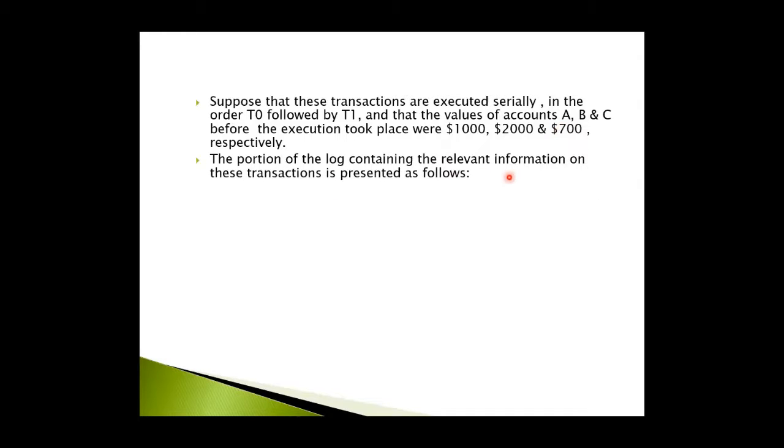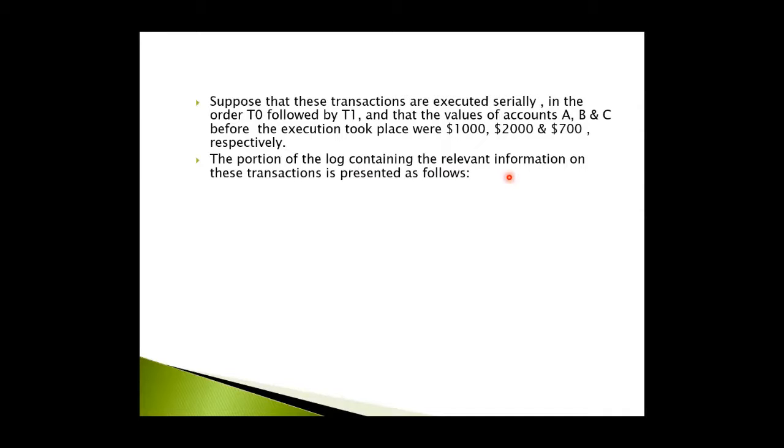Suppose that these transactions are executed serially. Obviously, this is the assumption which we made at the beginning of our recovery video lecture, so here also we are continuing with the same assumption. The order considered in this example is T0 followed by T1. The values of accounts A, B, and C before the execution took place were: account A balance was $1,000, account B balance was $2,000, and account C balance was $700, respectively. The portion of the log containing the relevant information on these transactions is represented as follows.